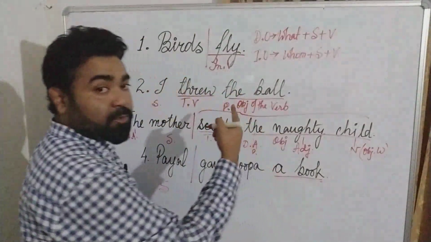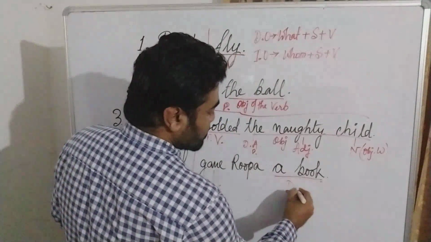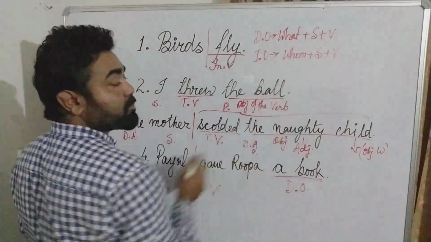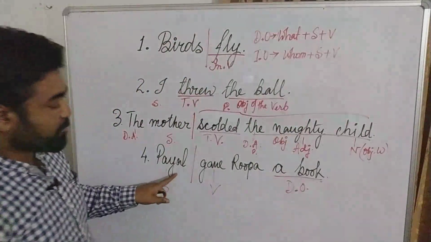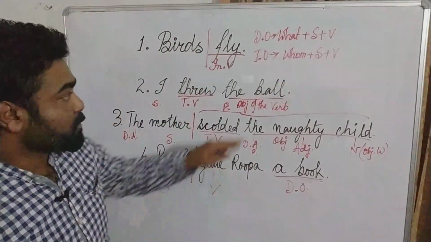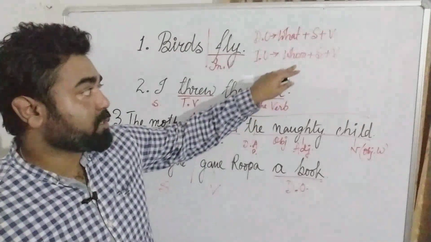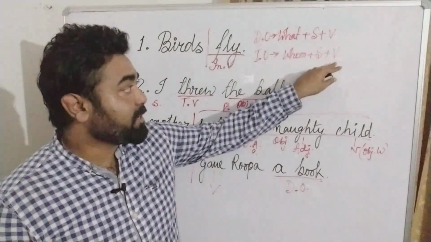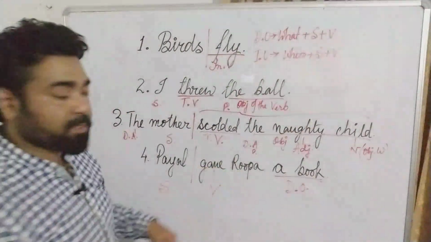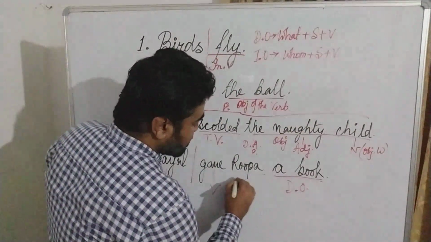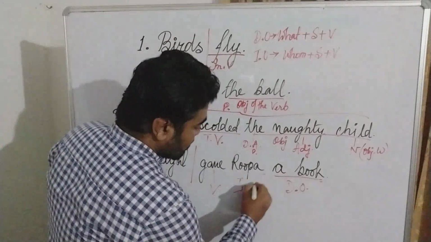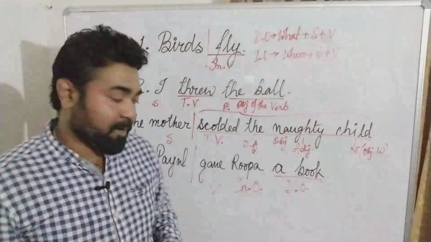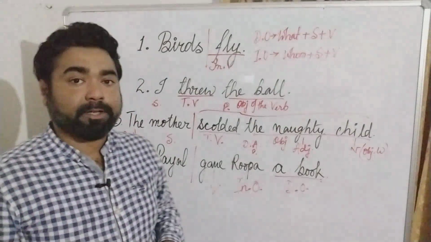So this formula gives us the direct object. And if we ask whom Payal gave, subject is Payal and verb is gave. So I am combining them together and asking the question with the whom word. Whom Payal gave Rupa. The answer is Rupa. So Rupa becomes your indirect object. So this is the easiest way to identify the direct and indirect object.